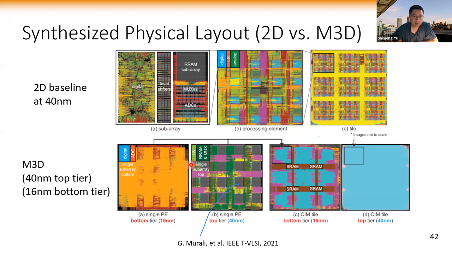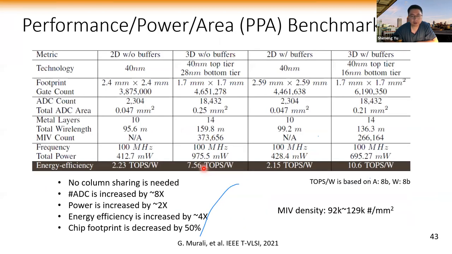So here, with this two-tier design, we can shrink the overall area of the chip, and also we can improve the energy efficiency. I'll skip the details. The conclusion here is that we can increase the energy efficiency by 4 times if we do the partition into two tiers.